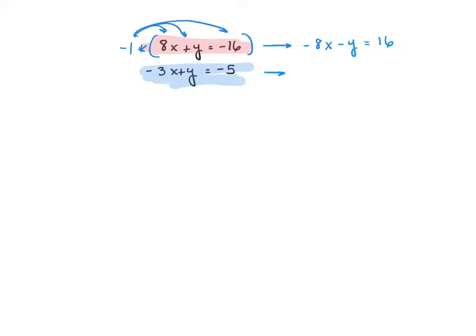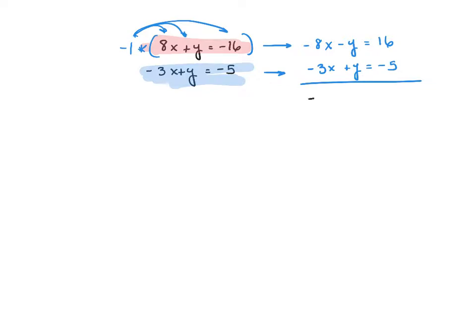The second equation I'm not going to do anything to. Negative 3x plus y equals negative 5. And I don't have to do anything to the other equation because now it is set up. So when I add the negative y and positive y, the y's will disappear. They add up to 0. Let's go ahead and add those two together.